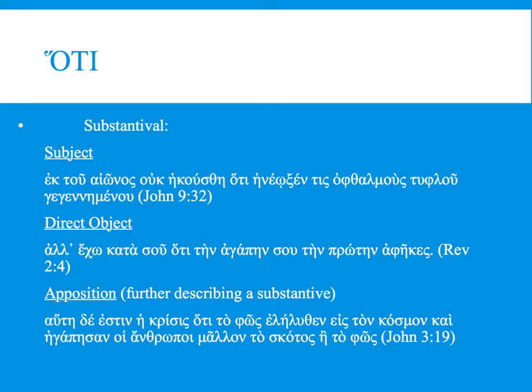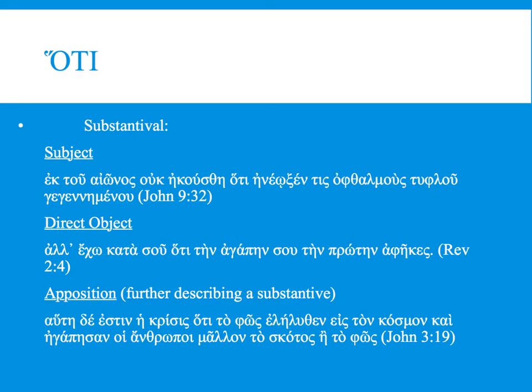And then finally, apposition. An apposition is not the main subject or the direct object, but it will state in another way the subject or direct object. So we can look at this in John 3:19. But this is the judgment, right? This is the judgment that the light has come into the world, and human beings loved darkness rather than the light.